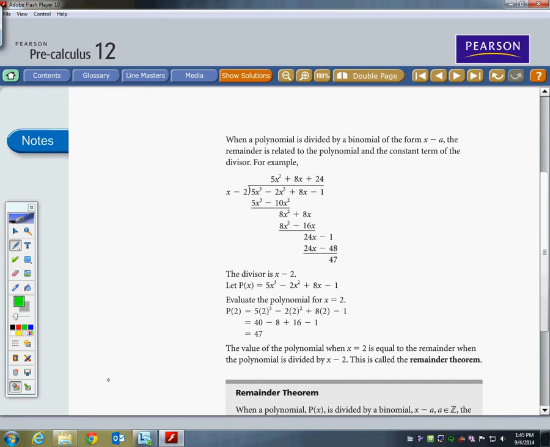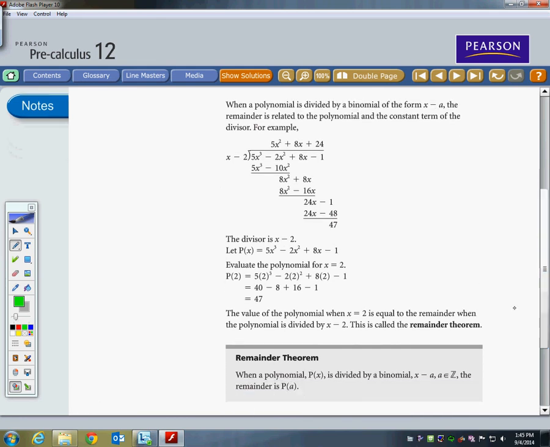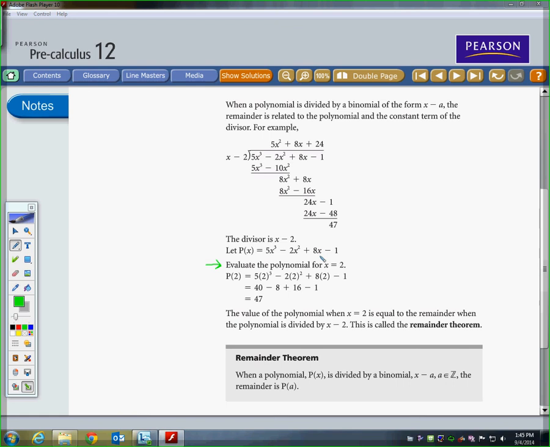Here they're doing another example. I don't think this is one of our 3 examples. They're dividing x minus 2 into this polynomial, and then they're saying down here, hey, let's evaluate for when x equals 2. So remember, x minus a, and then evaluate for the a. So if this is a minus 2, you're going to plug in a 2. And if you plug in a 2 for x in that same polynomial, you get the remainder.